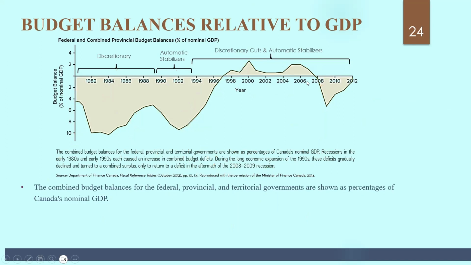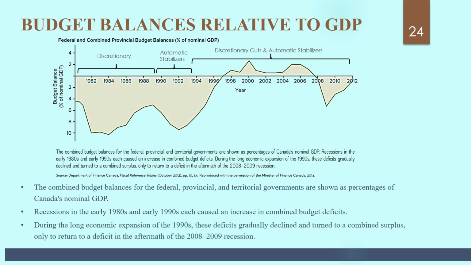So the combined budget balances for the federal, provincial, and territorial governments are shown as a percentage of Canada's nominal GDP. Recessions in the early 1980s and early 1990s each caused an increase in combined budget deficits. During the long economic expansion of the 1990s, these deficits gradually declined and turned into a combined surplus, only to return to a deficit in the aftermath of the 2008-2009 recession.